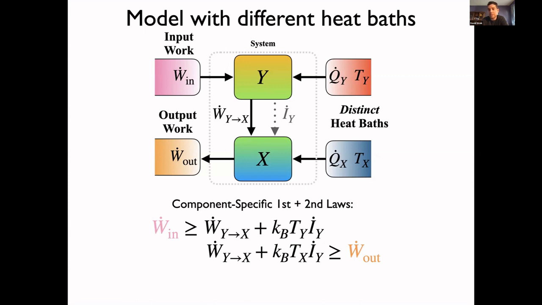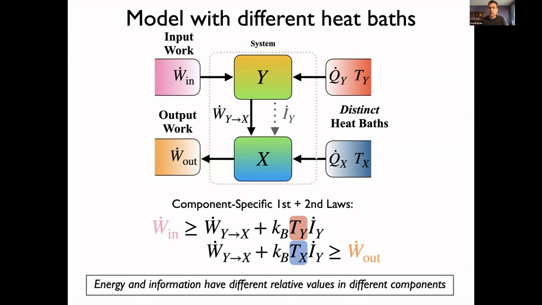You have different quantities that form these bounds because you're now combining the energetic and the entropic components of the communication between the subunits in different ways, due to this different parameter that naturally combines them: the temperature that the given subunit is in contact with, right? So how do we think about this now, in this context where essentially energy and information have different relative values to the different components of this machine?